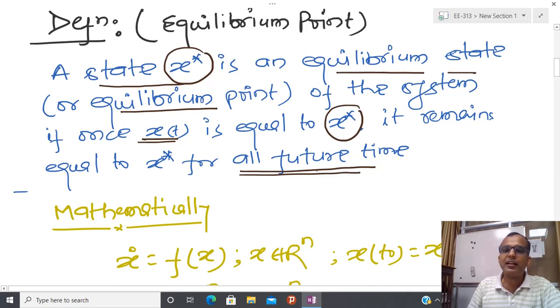It means that if I start from x star, then the rate of change equals 0 at that point, so I am not going to move. Or if I do not start from this point, it might be possible that we pass through this point, and once we come to this point, then all our motion is going to cease. That is the meaning of the equilibrium point.